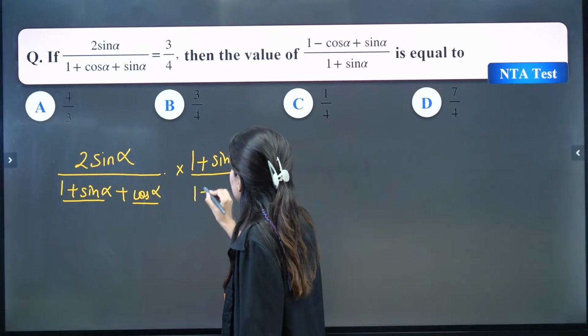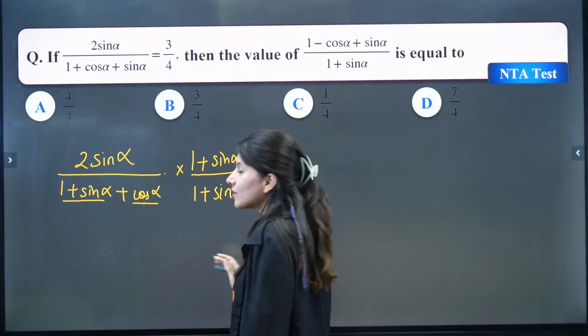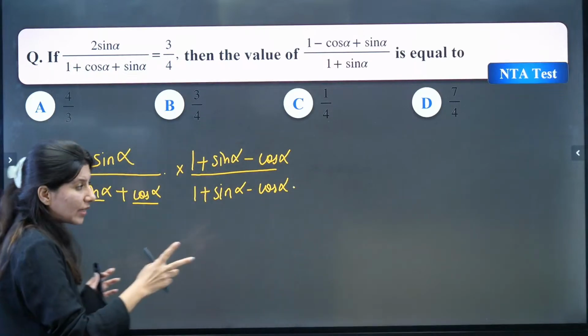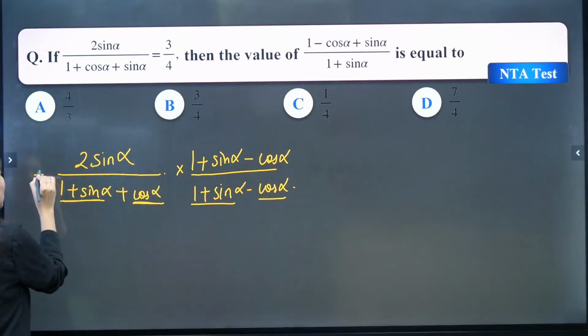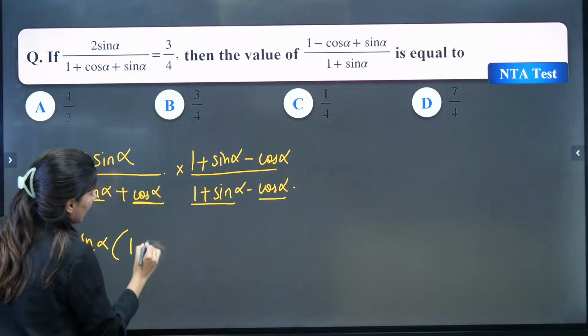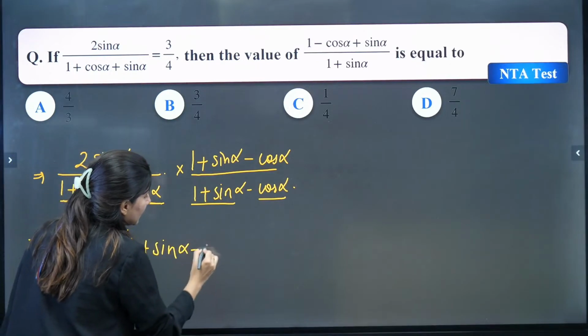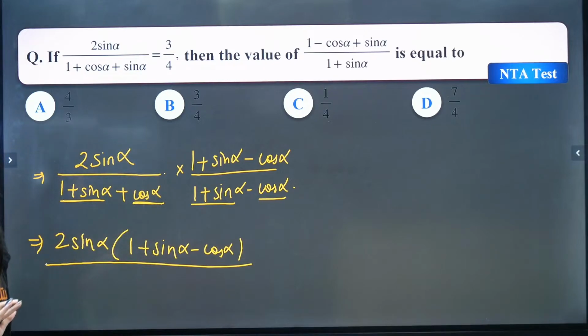And we have 1 plus again. Same thing in the denominator. Why am I doing that? Because I want to do that conjugate part so that this is a plus b, a minus b. So I'll only focus on the denominator. 2 sin alpha is here and we have 1 plus sin alpha minus cos alpha. Let's focus only on the denominator. Let's not talk about the numerator part.